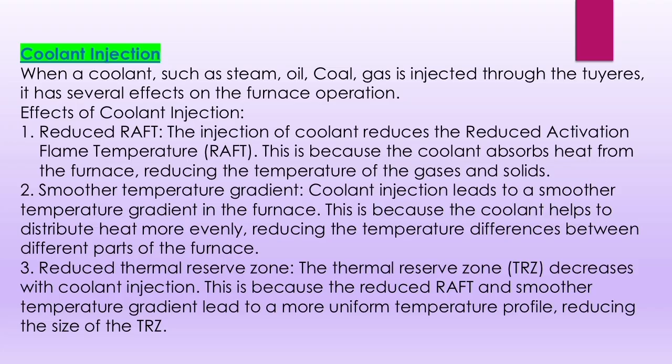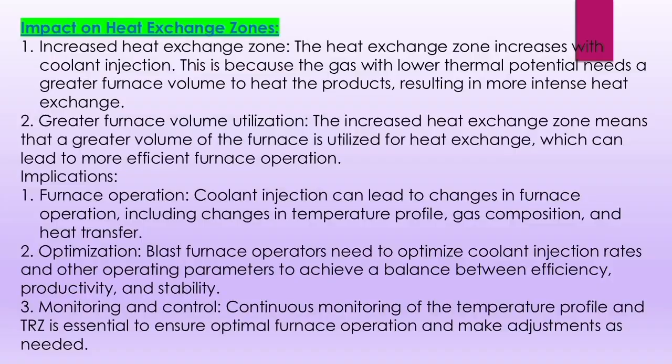2. Smoother temperature gradient. Coolant injection leads to a smoother temperature gradient in the furnace. This is because the coolant helps to distribute heat more evenly, reducing the temperature differences between different parts of the furnace. 3. Reduced thermal reserve zone. The thermal reserve zone, TRZ, decreases with coolant injection. This is because the reduced RAFT and smoother temperature gradient lead to a more uniform temperature profile, reducing the size of the TRZ.